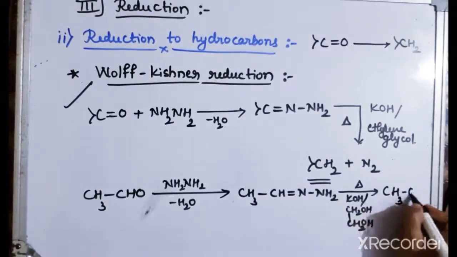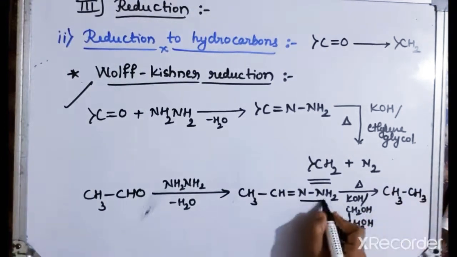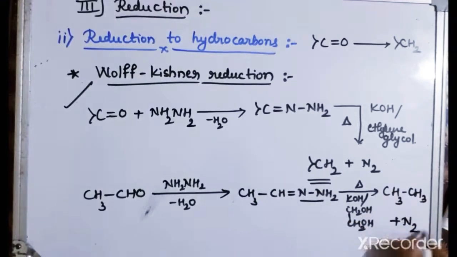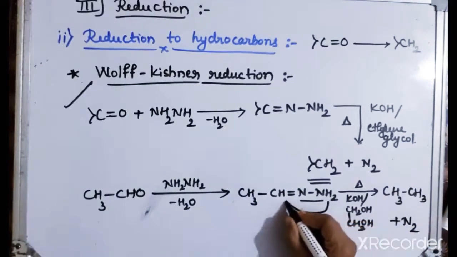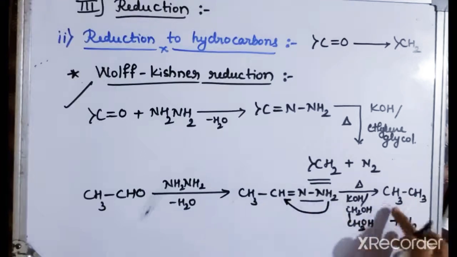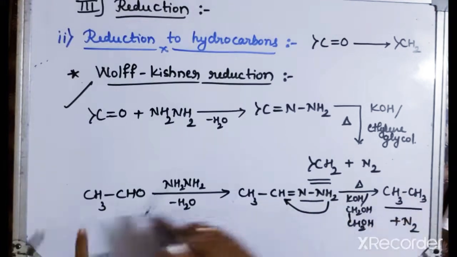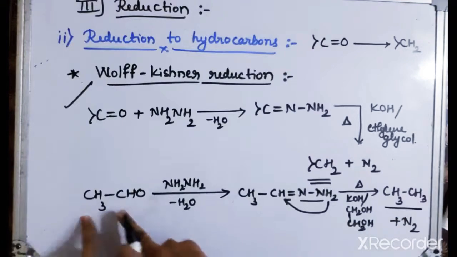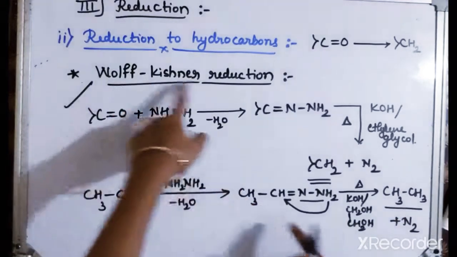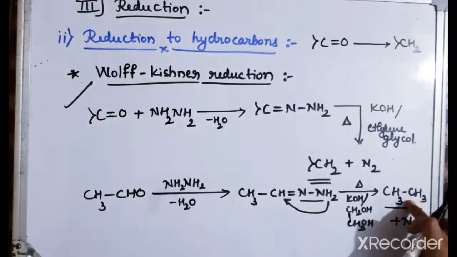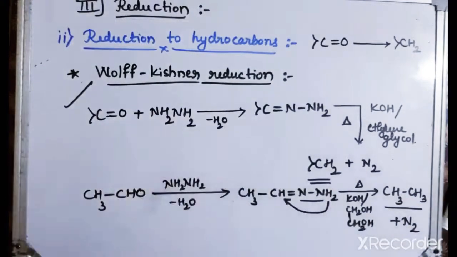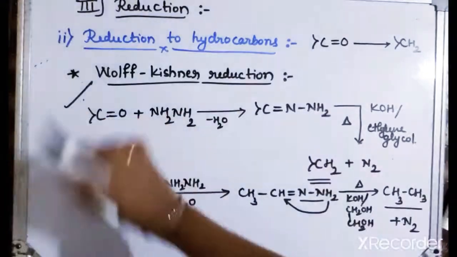So how is ethane formed? See here, this N2 goes out and these two hydrogens connect here. So there is a formation of CH3CH3, which is nothing but ethane. Acetaldehyde on Wolff-Kishner reduction results in the formation of ethane. So this is very, very important for the examination, the Wolff-Kishner reduction.